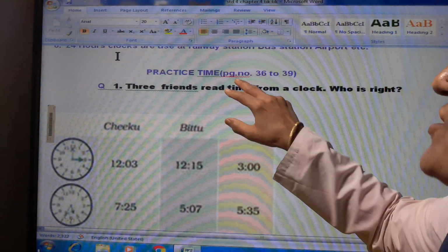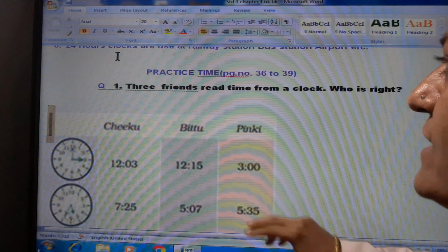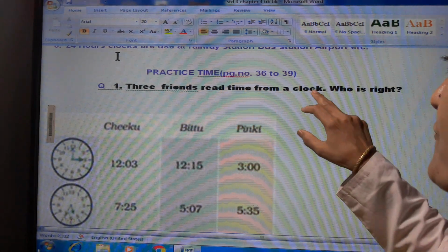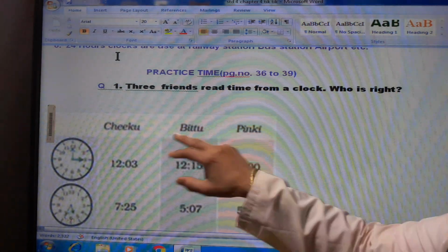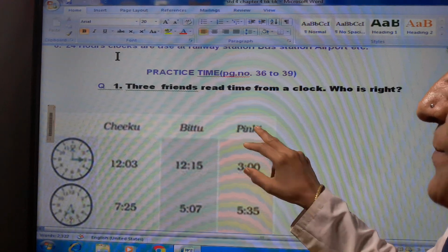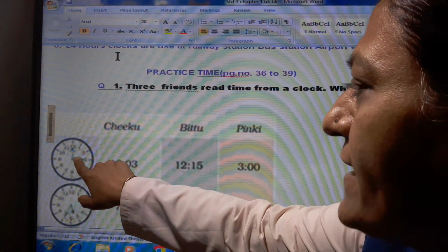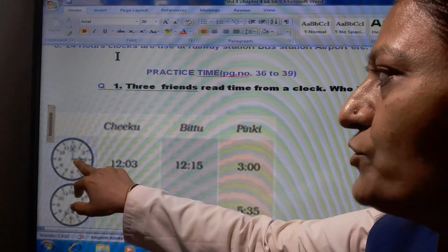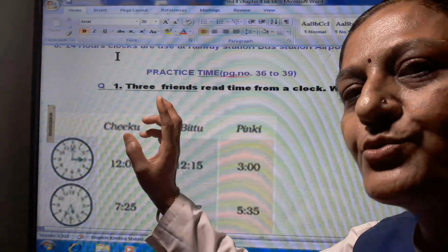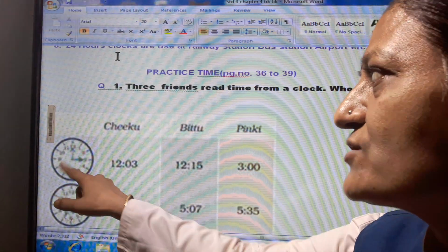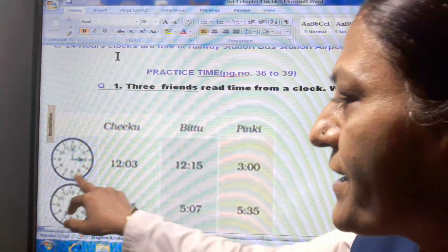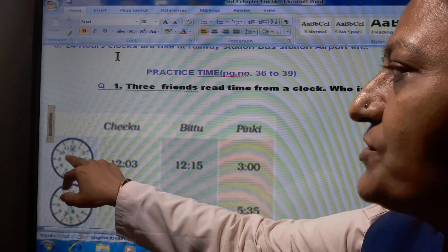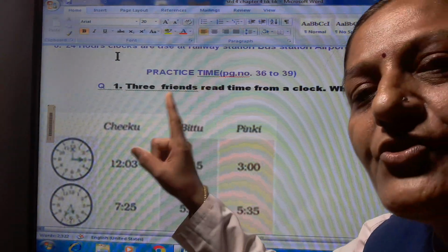Practice time, page number 36 to 39. 3 friends read time from a clock. Who is right? Chiku, Bittu, and Pinky. Here, the smaller hand is on 3 and the bigger hand on 12. So we know that the smaller hand shows the hour and the bigger hand shows the minute. A full round is made and it comes to 3 and 12. So it is 3 o'clock.